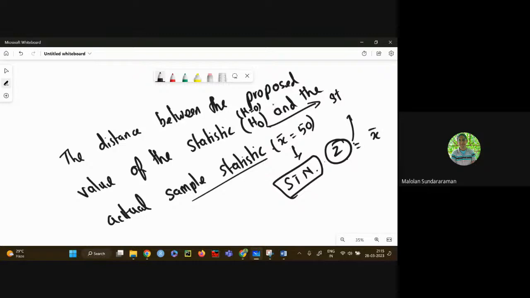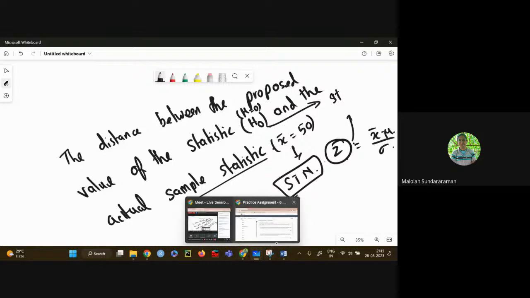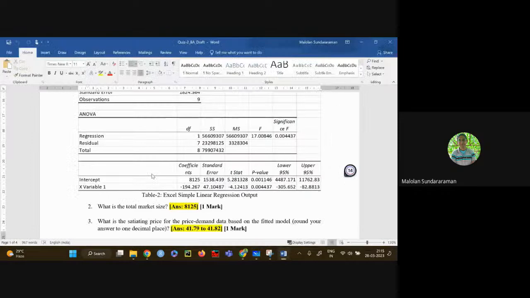So you get X bar minus mu by sigma, right? This is what you do for your Z statistic. Same way, in this example, your intercept is 8125 minus 0, because you are telling it is not significant, which means beta 1 is equal to 0. So 8125 minus 0 by the standard error, which is going to be your sigma, that is your test statistic. And then for this test statistic, you find the p-value.